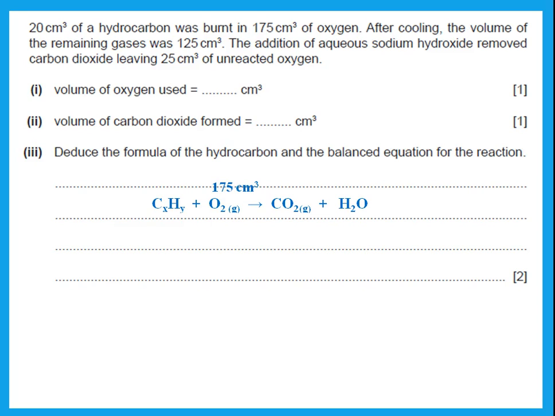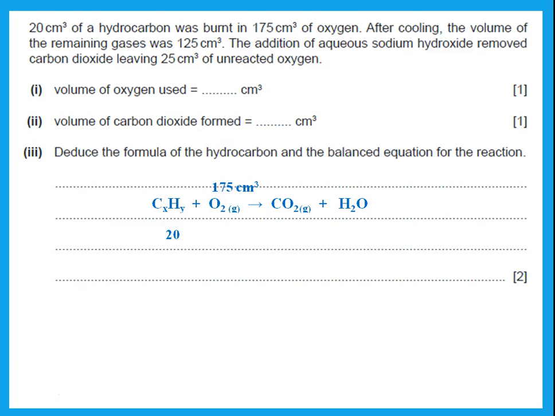So that means that he put 175 cm³ of oxygen, but that was excess because some of it remained. He started with 20 cm³ of a hydrocarbon, and the point is we're trying to find out the balanced equation so that I can know what is X and what is Y. Okay, he says after cooling, the volume of remaining gases was 125. Remember that when you cool, water is no longer a gas, so water is not included.